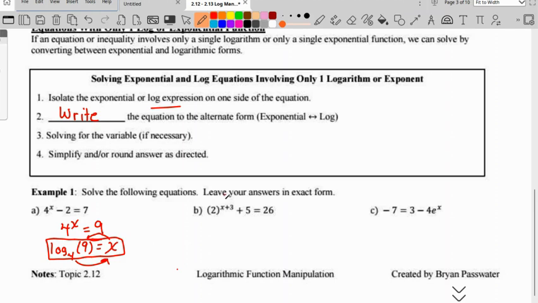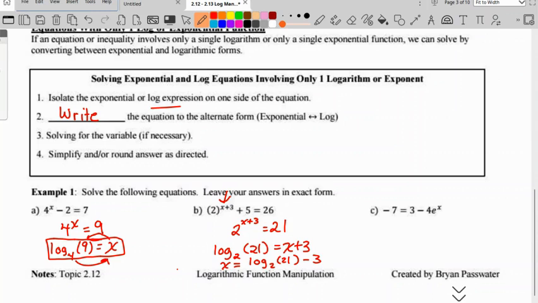Let's try another one. Again, only one exponential expression, so we isolate it by subtracting 5 from both sides. So 2 to the x plus 3 minus 5 makes 21. Then we rewrite it in logarithmic form. Do you want to give that a try, Sana? What would that be? Log base 2 of 21 equals x plus 3. This time we do have to solve for x, so we subtract 3 from both sides. So x equals log base 2 of 21 minus 3.